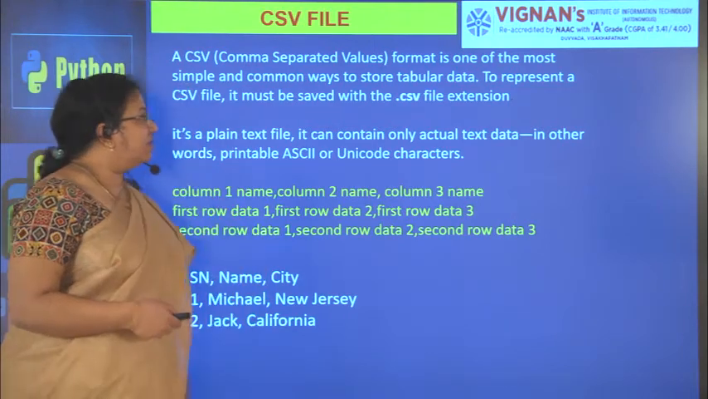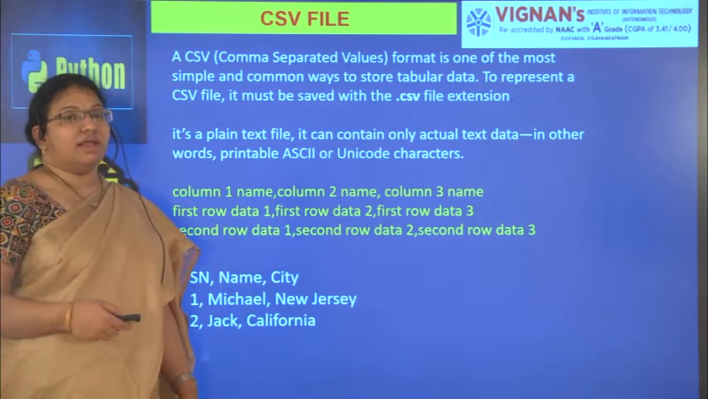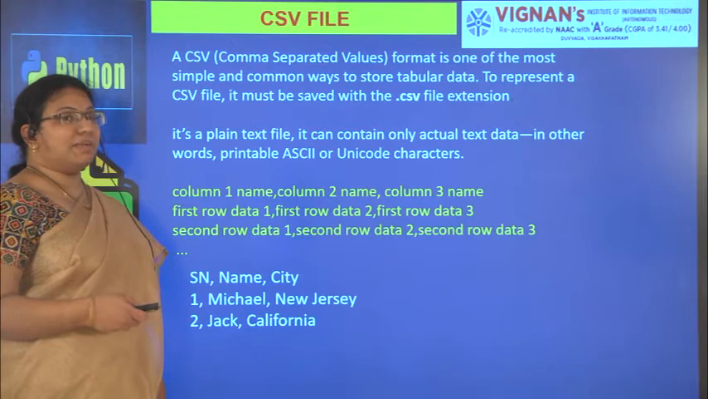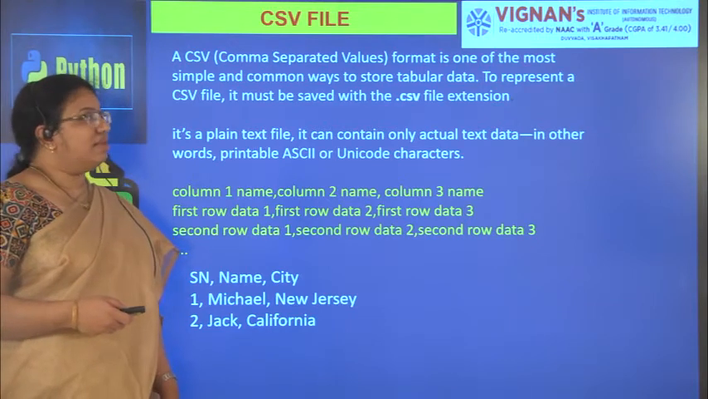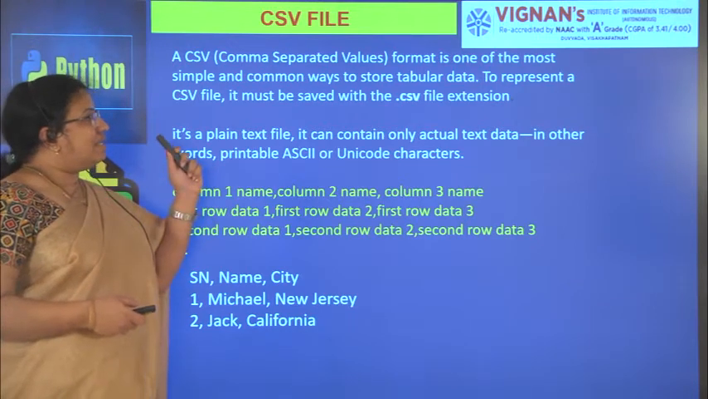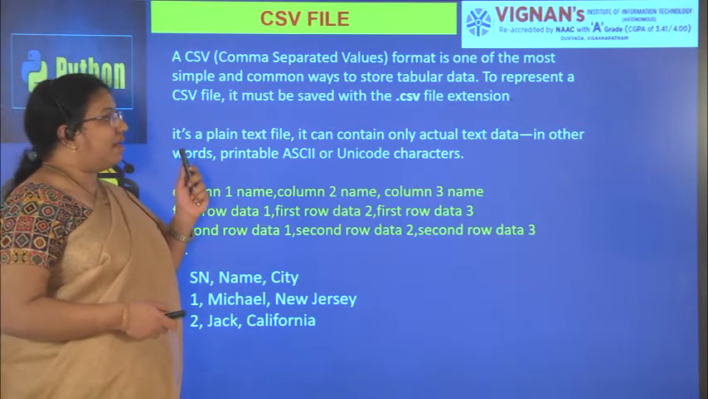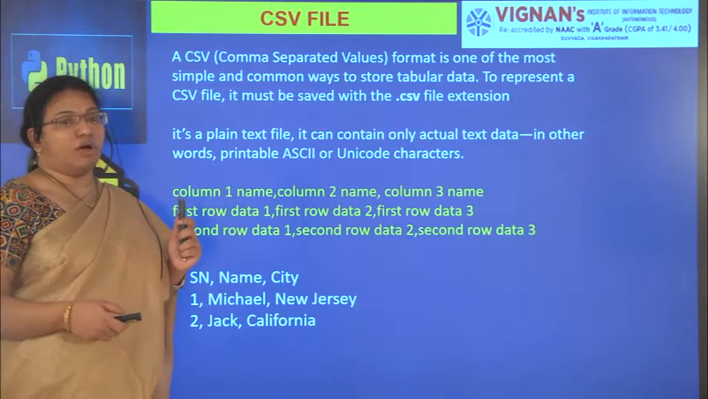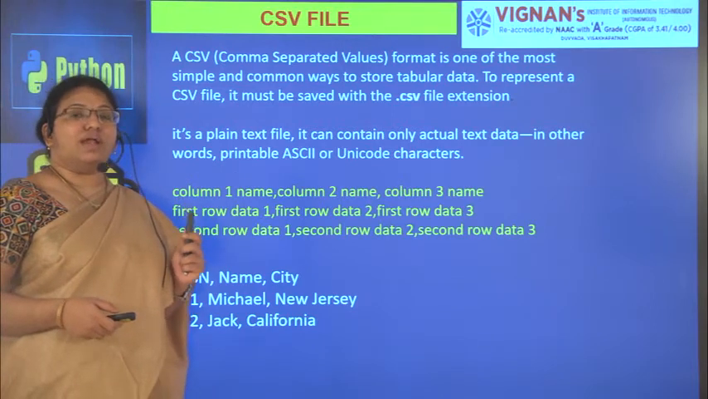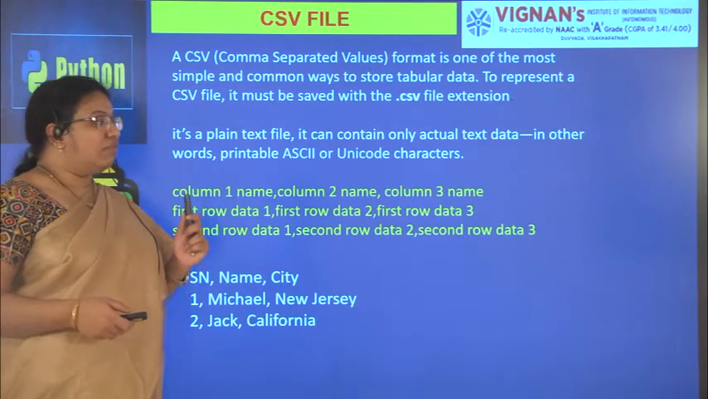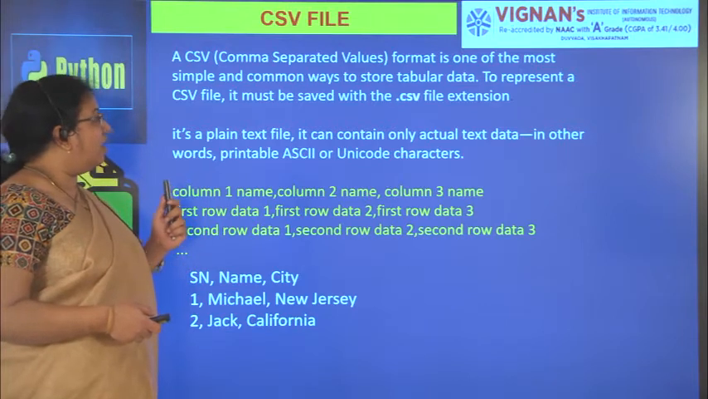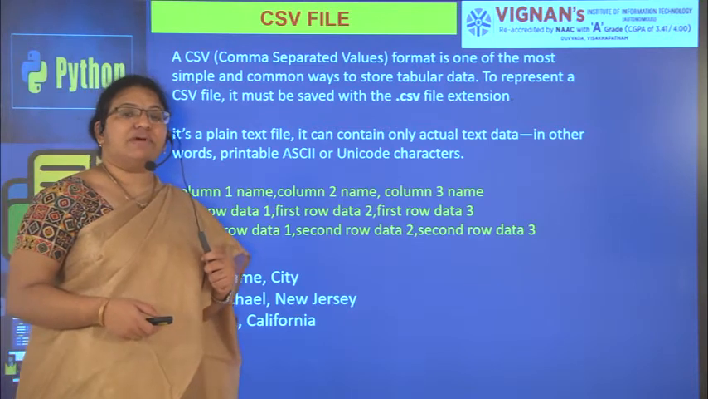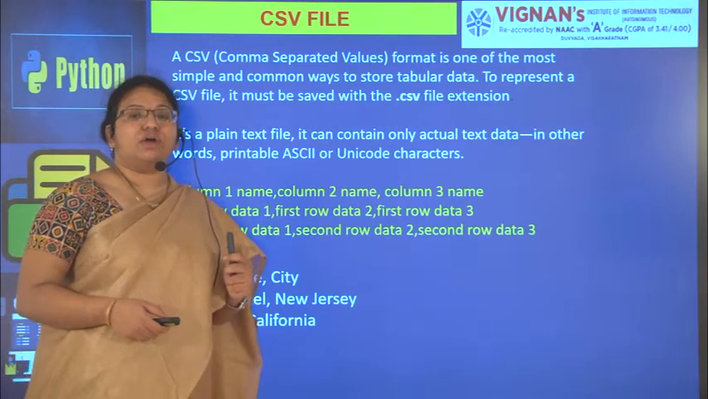Okay. Now the first thing is CSV. The name itself indicates that CSV is nothing but comma separated values. That means CSV is a comma separated values format, and it is one of the most simple and common ways to store tabular form of data. If you want to store tabular form of data, you will be using this CSV file, and for the CSV file, the extension is .csv.